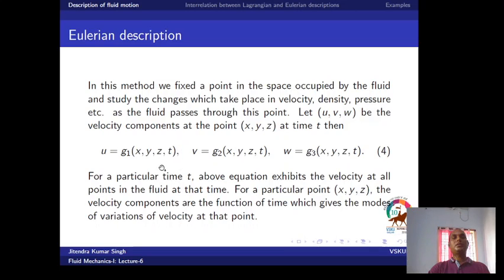Now suppose we fix this time t. So for a particular time t, equation 4 becomes g1 of x, y, z, and this t will be fixed. So equation 4 represents the velocity at the points in the fluid at that time. Now suppose we fix the point x, y, z. Then this fluid velocity will be a function of t, and this gives the mode of variation of velocity at that point.